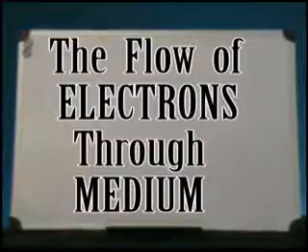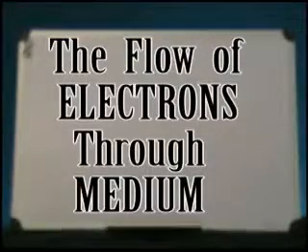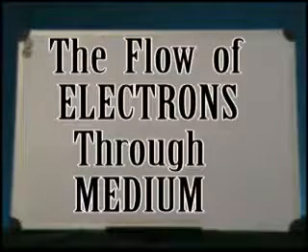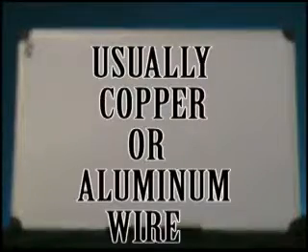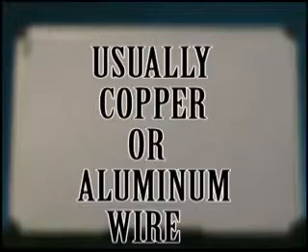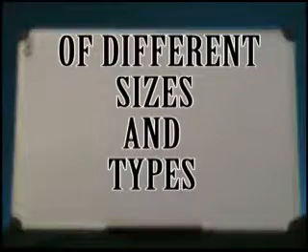The first lesson is, what is electricity? Well, simply put, electricity is the flow of electrons through a medium. That medium is usually copper or aluminum wire of various types and sizes.